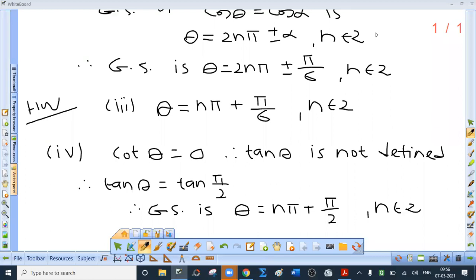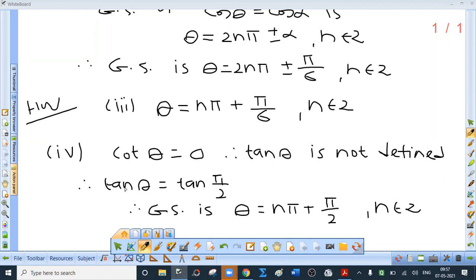For the fourth part, you have to be careful. See, cot theta is 0. That clearly shows that the tangent ratio is not defined; tan theta doesn't exist. Now, can you tell me the angle for which the cotangent ratio is 0? Pi by 2, because tan pi by 2 is not defined. So cot pi by 2 is cos pi by 2, which is 0, upon sin pi by 2, which is 1, 0 upon 1 equal to 0. And that is why I have written tan theta is tan pi by 2.